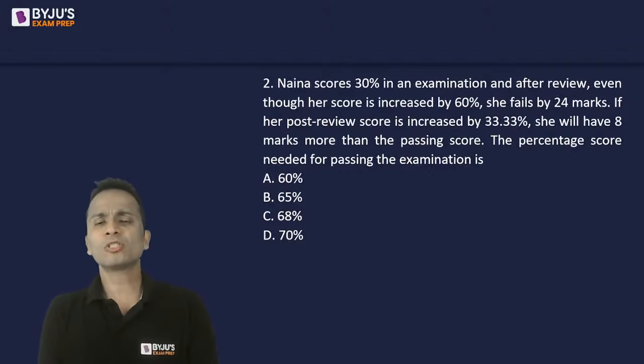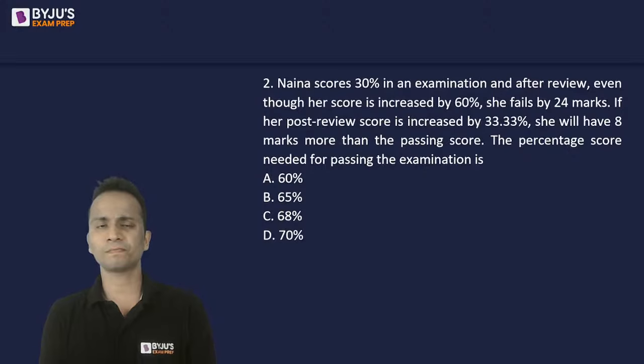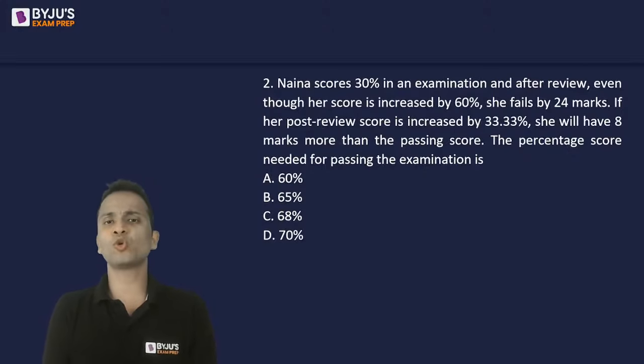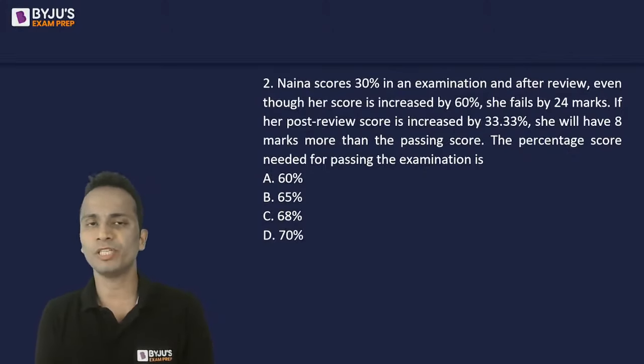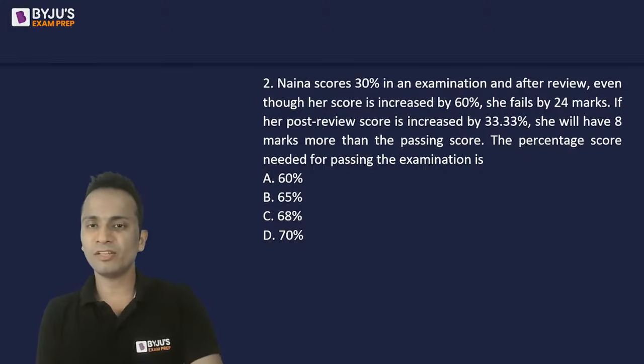It says Nana scores 30% in an examination, and after review, even though her score is increased by 60 percent, she fails by 24 marks. If her post-review score is increased by 33.33 percent, she will have 8 marks more than the passing marks. The percentage score needed for passing the examination is how much?